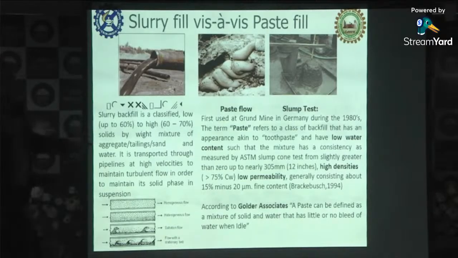So what is a slump test? A slump test is the test carried out in the lab, which determines the consistency of the fill. It is an inverted cone. I will be explaining in the later slides what a slump is and how the test is carried out. And as per Golder Associates, a paste can be defined as a mixture of solid and water that has no bleed, no water bleed when kept idle. That is the standard definition from Golder.